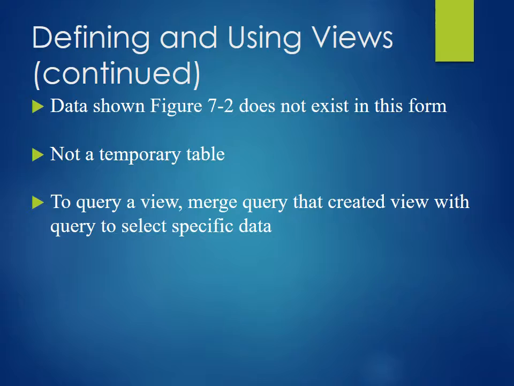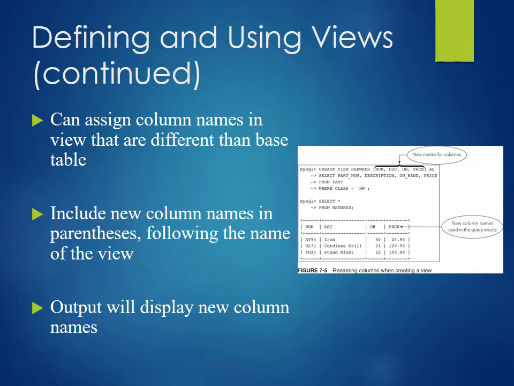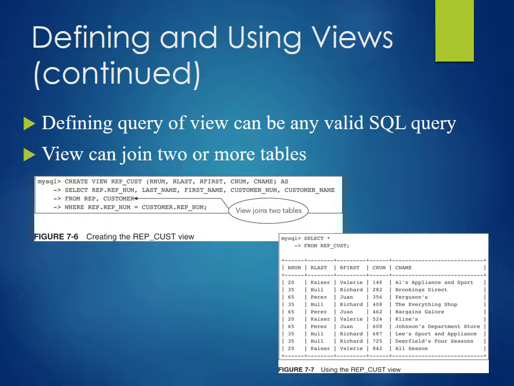Just remember that this is not a temporary table, it's actually a real table. To query a view, you just merge the query that created the view with the query to select specific data. All that means is you use a regular select statement and use the view name you came up with. You can also assign column names if you'd like. Here's an example of that, figure 7.5 in your book, and the output will display the new column names.